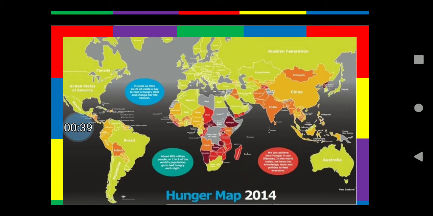This is a map of hunger. It is a hunger map showing how people are taking in food material worldwide.